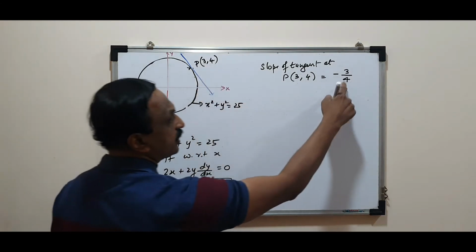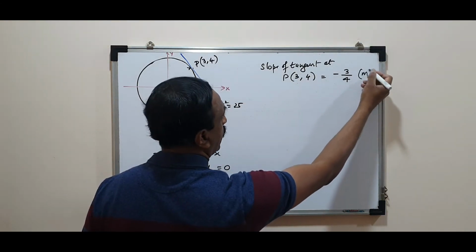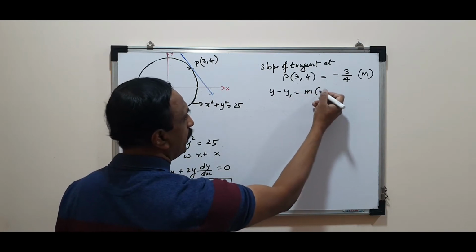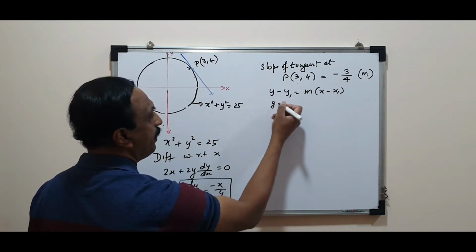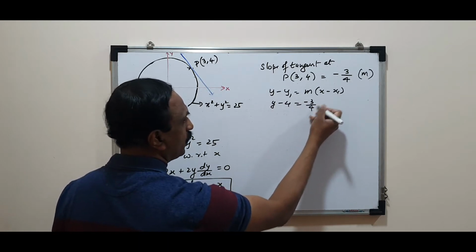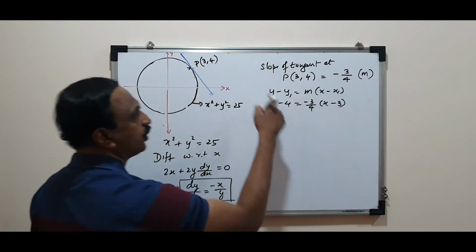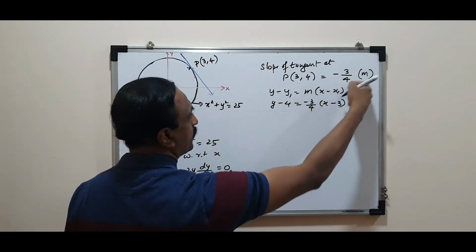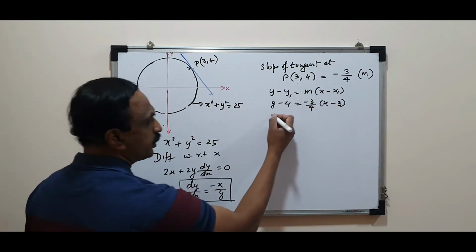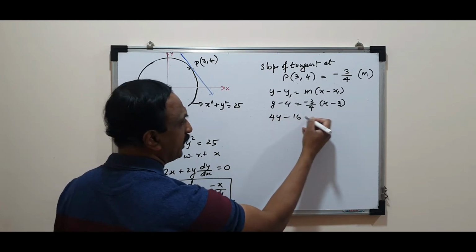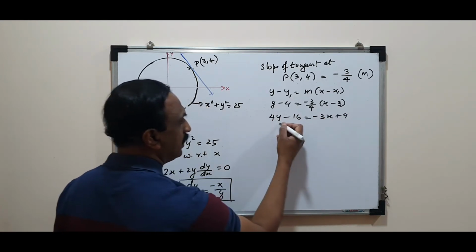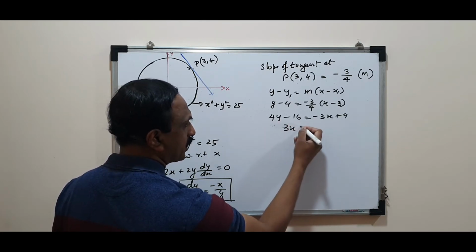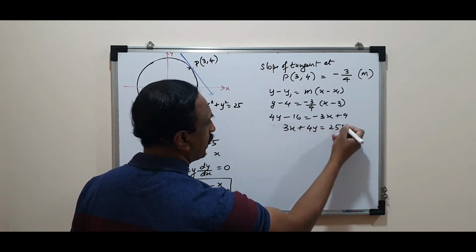Point is already there. Slope we have calculated. So the equation became y minus y1 is equal to m into x minus x1. So y minus 4 is minus 3 by 4 into x minus 3. So x1 is replaced by 4, y1 is replaced by 3, and slope is replaced by minus 3 by 4. So 4y minus 16 is minus 3x plus 9. So 3x plus 4y equal to 25 becomes the equation of tangent.